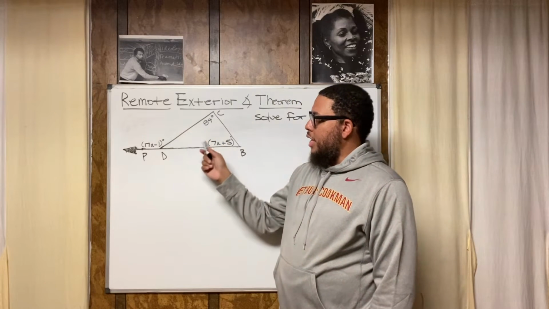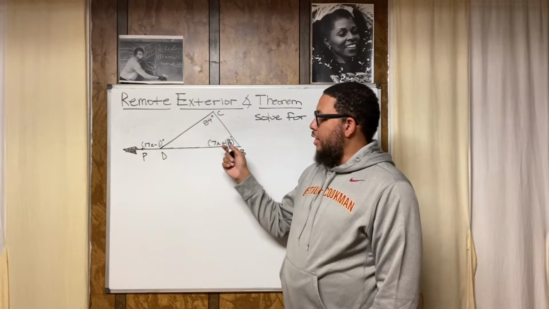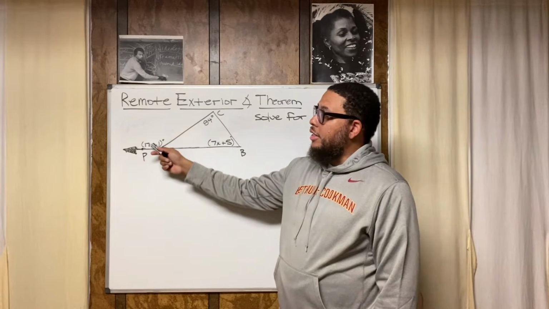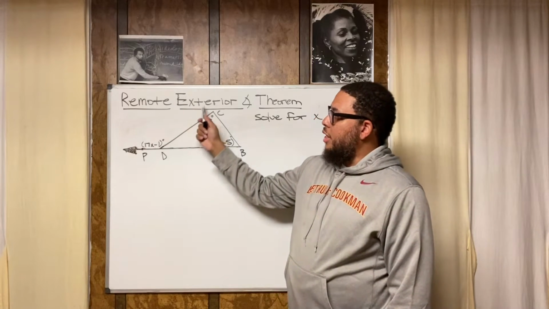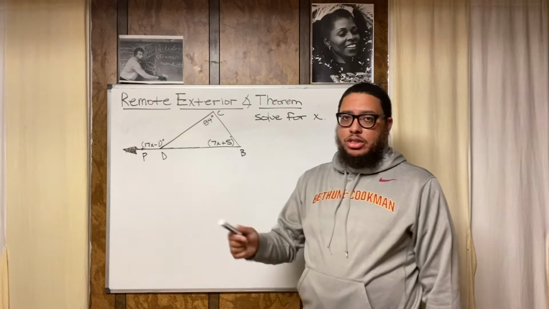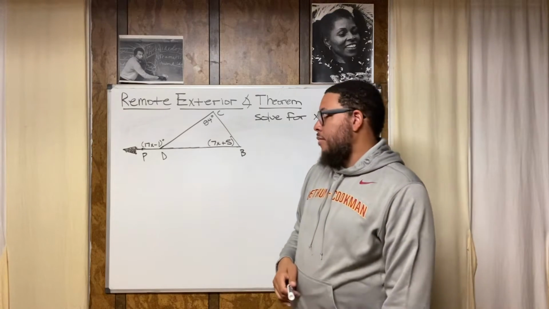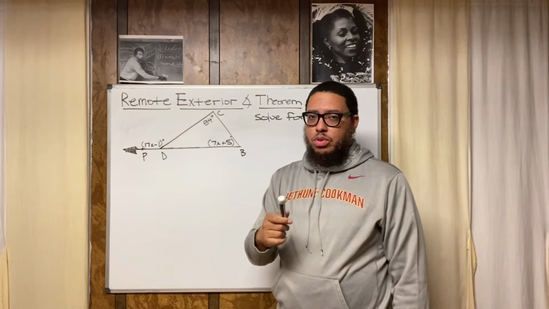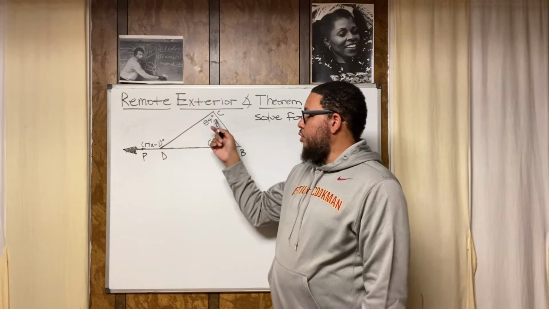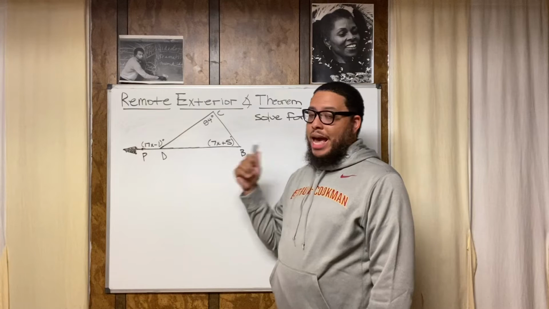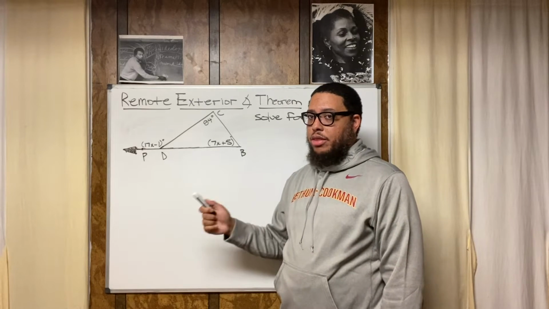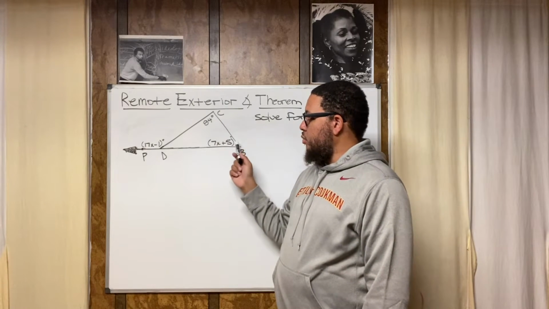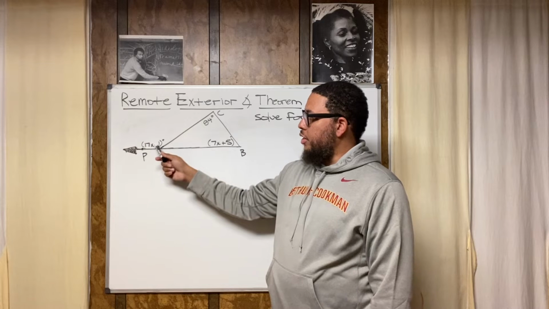So this is inside, right? This angle is inside, this angle is inside, this angle is inside. This angle is outside. So because it's outside, the remote exterior angle theorem says this. It says that the measurement of this angle is always going to be equal to the measurement of this remote angle and this remote angle added together. So the sum of these two angles is going to be equal to the measure of this angle.